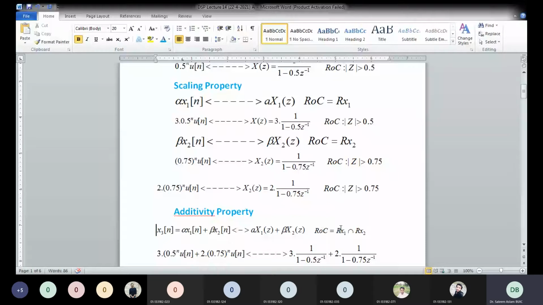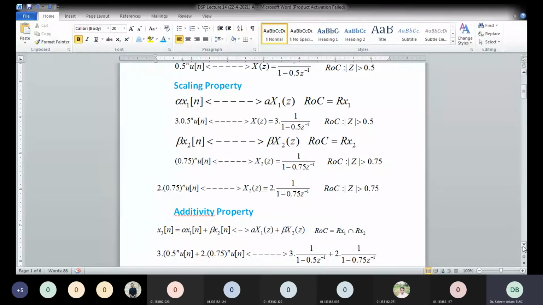So whenever you are adding two sequences, their z transform expression would be the addition of these two individual z transforms, but their region of convergence would be the common region. And how to find out the common region, you just need to take the intersection of both ROCs.